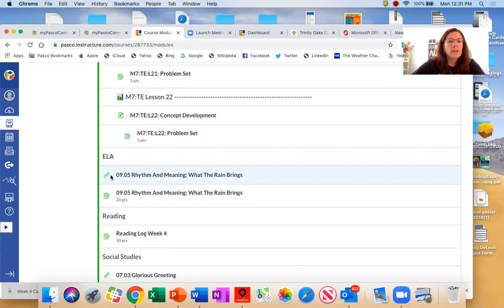Now, notice this looks like a little chain link. This is the lesson. And then the piece that you're going to be turning in this week for a grade is a writing piece. If you see paper with a pencil, that's a writing piece. So first of all, you're going to want to click on Rhythm and Meaning and What the Rain Brings.